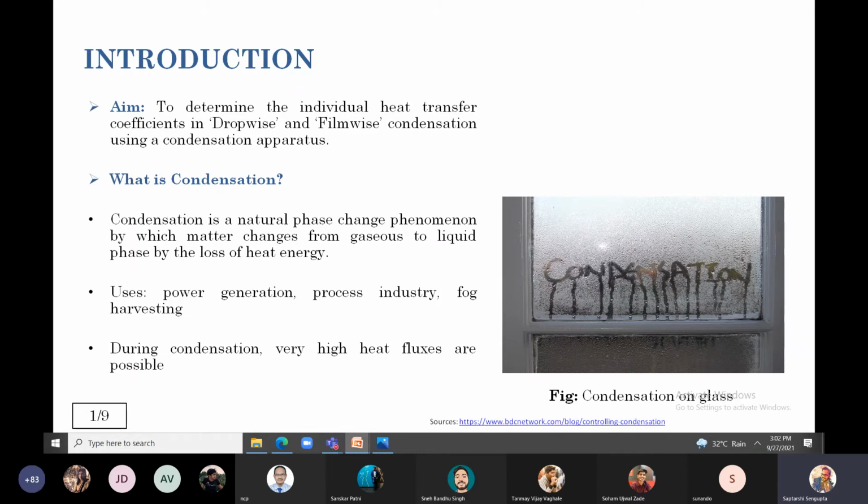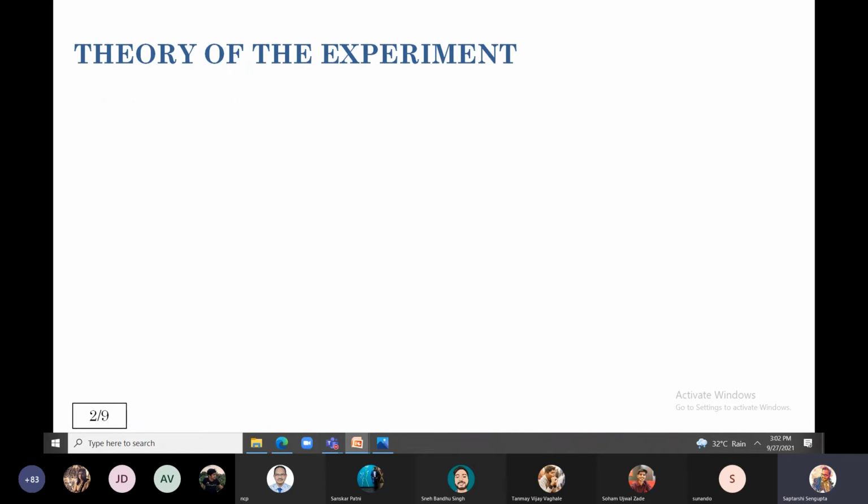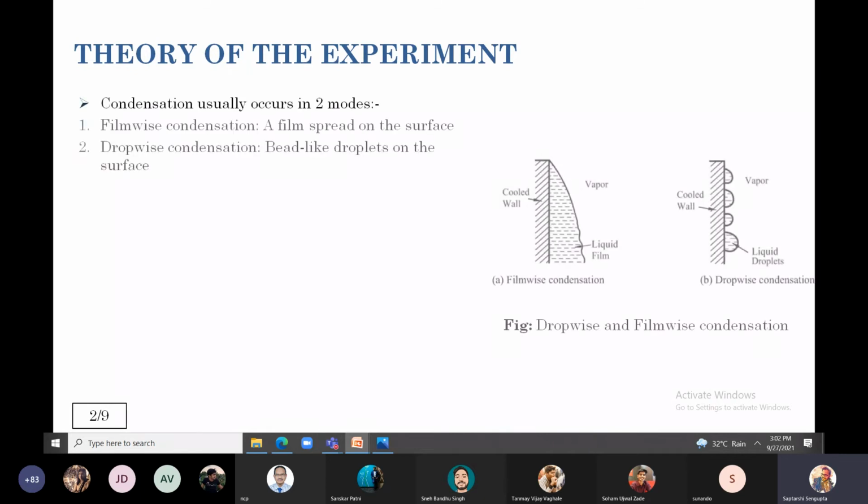Now, the two modes of condensation that we talked about previously, what are those two modes? The first is film-wise condensation. In film-wise condensation, we have a film of condensing liquid spreading on the surface and coating the surface. On the other hand, the other mode of condensation, known as drop-wise condensation, usually involves the liquid condensing in the form of isolated bead-like droplets. The droplets usually don't coalesce and form a film and coat the entire surface.